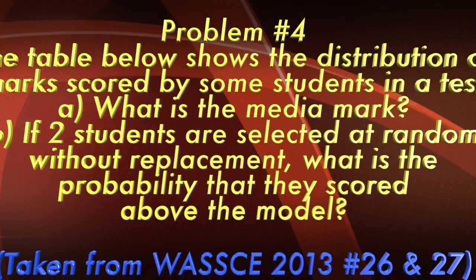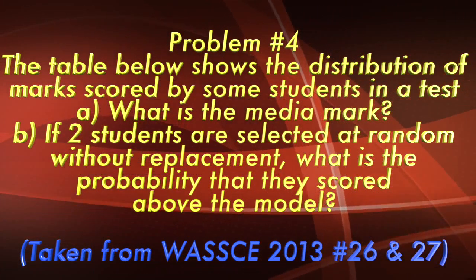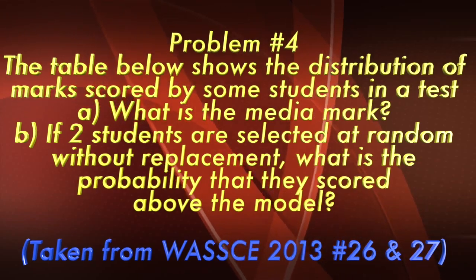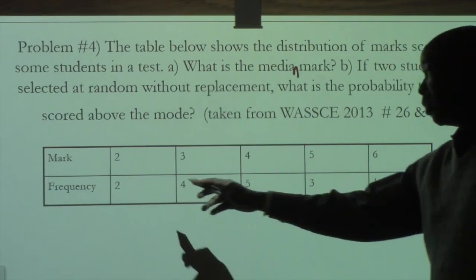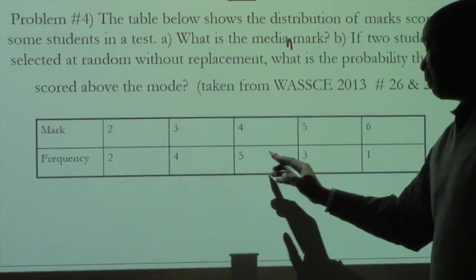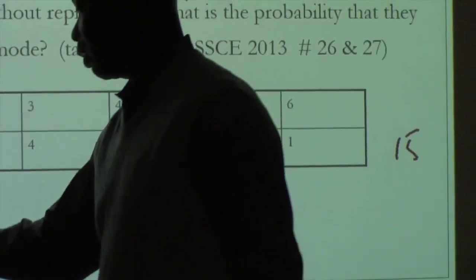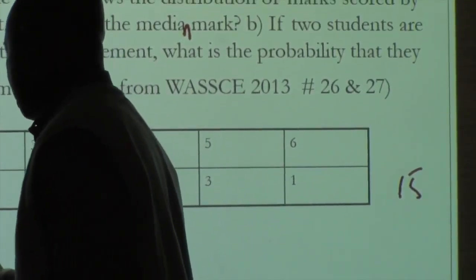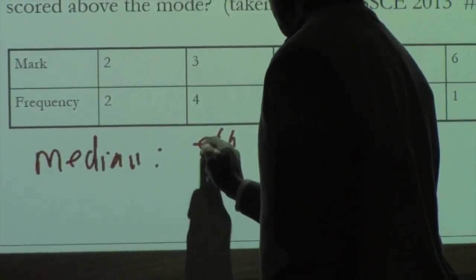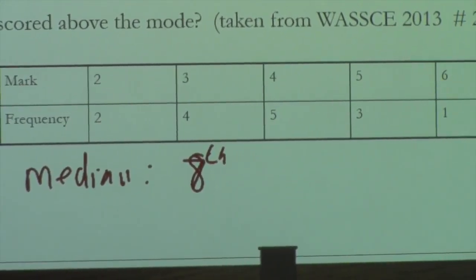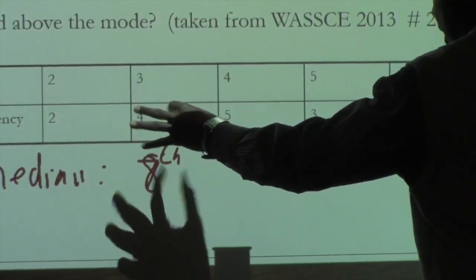It says, the table below shows the distribution of marks scored by some students in a test. What is the median mark? Again, to find the median, calculate how many numbers you have here. What's the frequency? 2 plus 4 is 6, plus 5 is 11, plus 3 is 14, plus 1, 15. So the median would be the score in the 7th position. Sorry, 15, so it's going to be the 8th position. Let's add: 2 plus 4 is 6, plus 5 is 11.